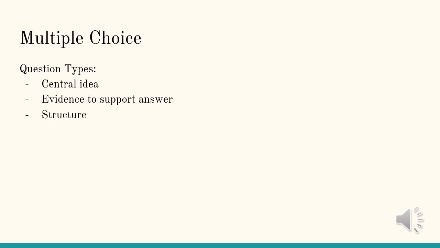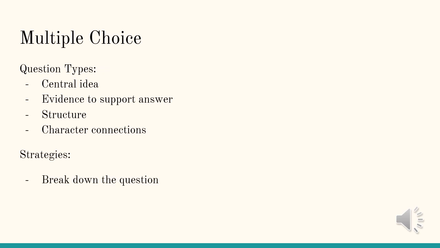We're also looking at the structure or the organization of the text, thinking about how the author organizes things and why they did that. And the last one is we're looking for connections between characters and their actions. What was the relationship between one character and their actions to another character and their actions? Strategies for multiple choice. Remember to break down the question, annotate, slash the trash, eliminate obviously wrong answers, label distractors, and then choose the best one.